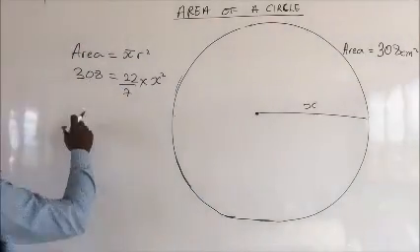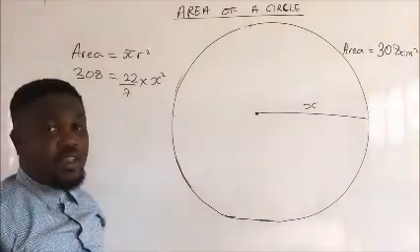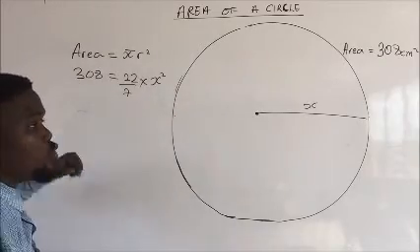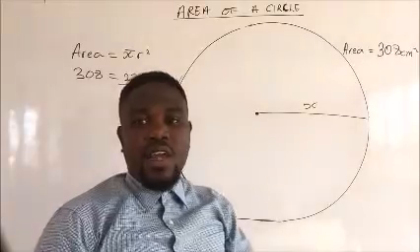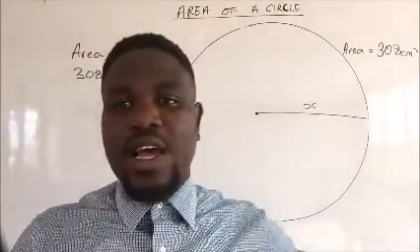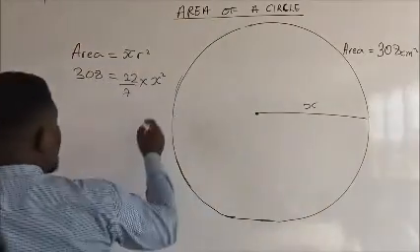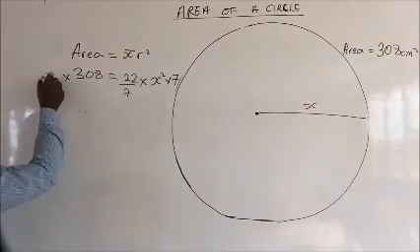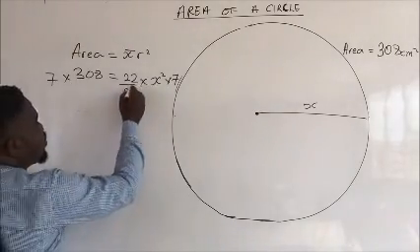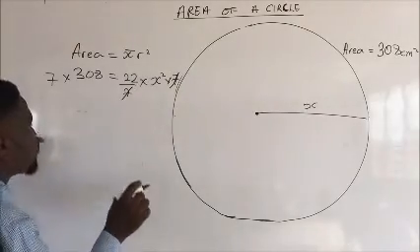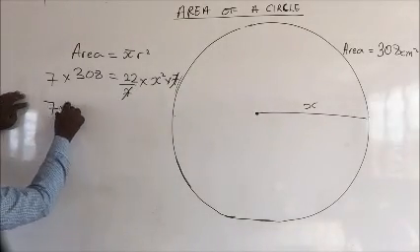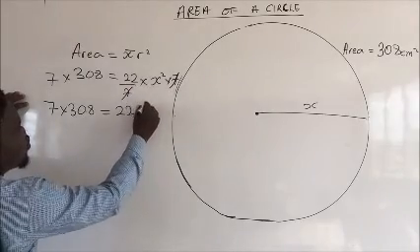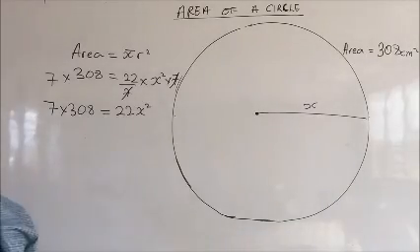Good. Now, how can we solve this? This is very simple. We can solve this by first of all eliminating the denominator. And what do we use? The method of balancing we learned in class 6. That is, whatever you do to the left hand side, you do to the right hand side. So we decide to multiply this by 7 on the right hand side and multiply this side by 7 on the left hand side. So this 7 cancels that 7. So in short, what we have? We have 7 times 308 is equal to 22 times x squared. So 22x squared. I hope you get it.